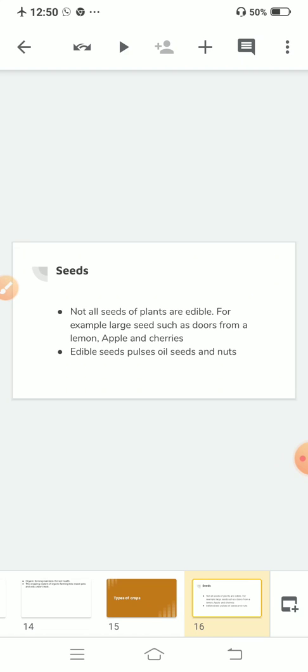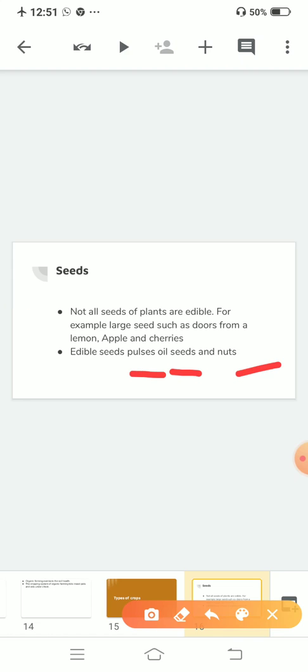Number one is seed. Not all seeds of plants are edible. For example, large seeds such as those of lemons, apples and cherries. Okay, these types of seeds we cannot eat. Edible seeds are pulses, oil seeds, nuts, etc. These types of seeds we can eat.